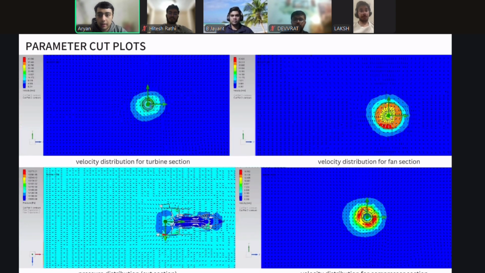Then we move on to the parameter-specific cut plots. We have given cut plots for two values, basically velocity as well as pressure. For velocity, we have given custom plots at the turbine section, fan section, as well as the compressor section. We can follow the contours, infer them from the main scale, and infer the velocity values. Same goes for the pressure distribution. We have given a cut section view from the side middle profile of the entire engine. We can refer the contours to the scale and determine the pressure at various different areas.